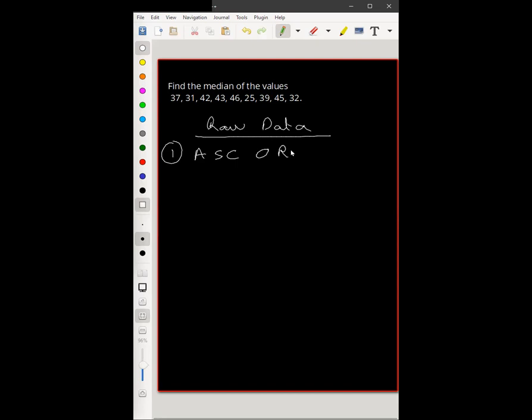Ascending or descending order. Who's going to do this? All of you all have just taken this order and given me that answer. That is why I've given you these steps. Ascending order. Always arrange raw data in ascending order. Who's going to do that? Now do it quickly and tell me the correct answer.